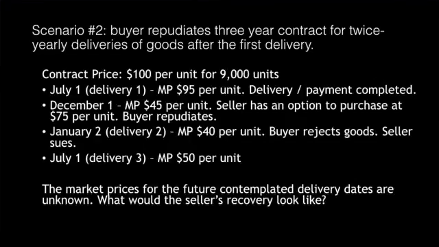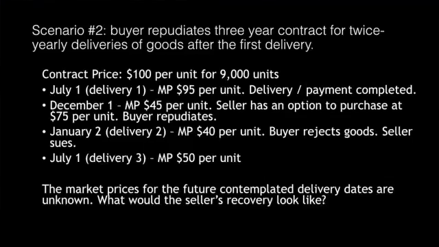At this point, the seller had a forward contract with an option to purchase 1,500 units for the next installment at $75 per unit and had no other goods or forward contracts. On the date for the next delivery, which is January 2nd, by which time the market price had now dropped to $40 per unit, the buyer rejected the second installment and said he would take no more deliveries. The seller sued. On July 1st, the intended date of the third delivery, the market price was now at $50, but was expected to gradually recover.